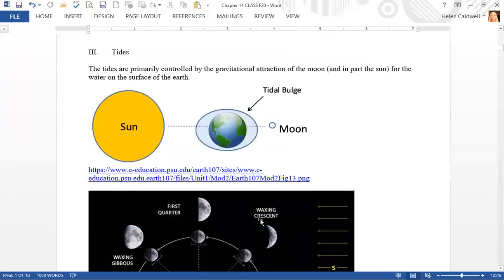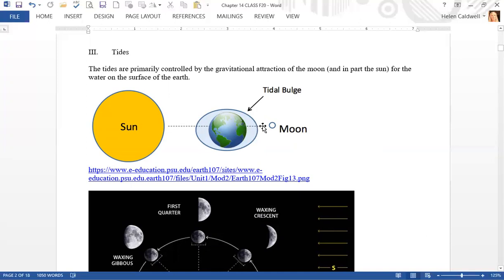So let's talk a little bit about those tides. The tide is controlled primarily by the gravitational attraction of the moon and the sun for the water on the surface of the earth. And so the water on the surface of the earth is pulled towards the sun, it's pulled towards the moon. This water that's being pulled is called the tidal bulge.